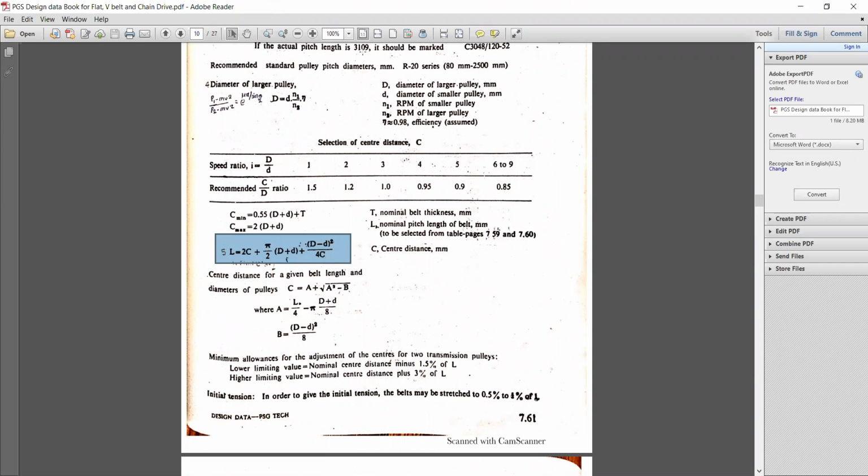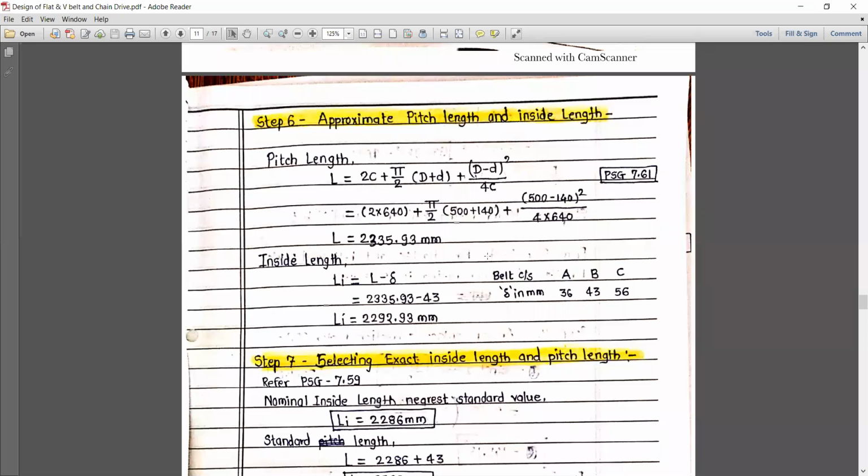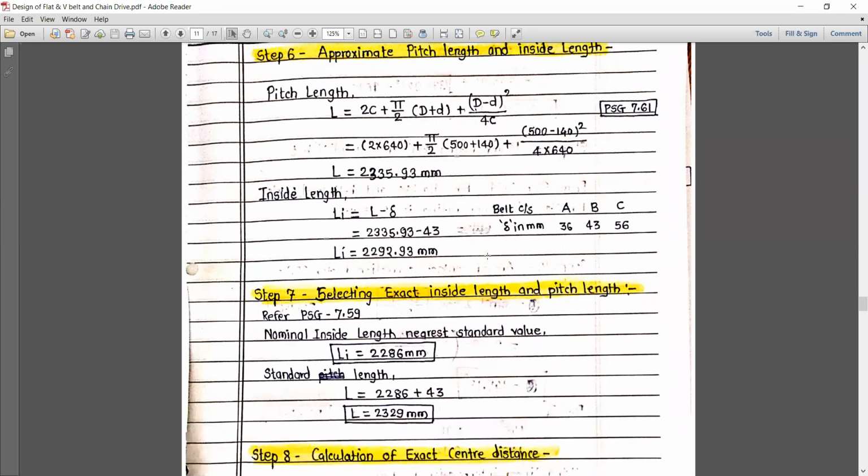So putting the value of capital D, small d, what we get? We get the total length which we have calculated is equal to 2335.93 mm. Now the inside length, because if you consider the outside and inside length, there is quite a difference. So that's why the inside length is equal to total length minus delta.